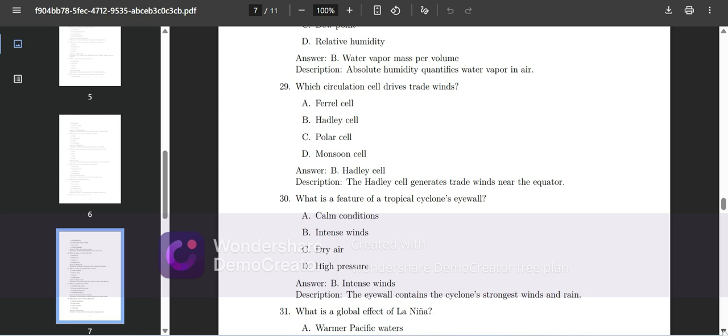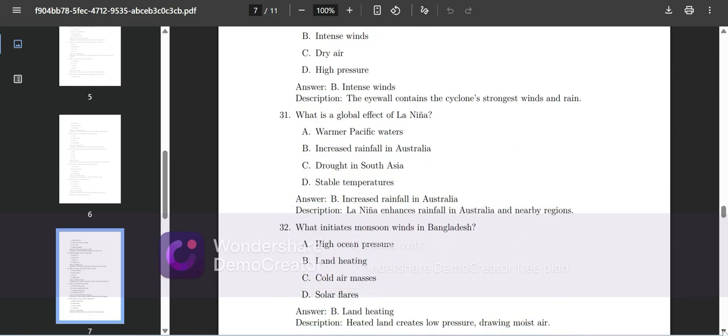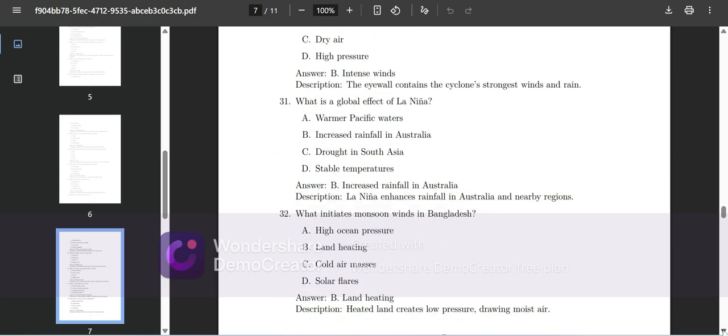What is a feature of a tropical cyclone's eye wall? Intense winds. The eye wall contains the cyclone's strongest winds and rains. What is the global effect of La Nina? Increased rainfall in Australia. La Nina enhances rainfall in Australia and nearby regions.